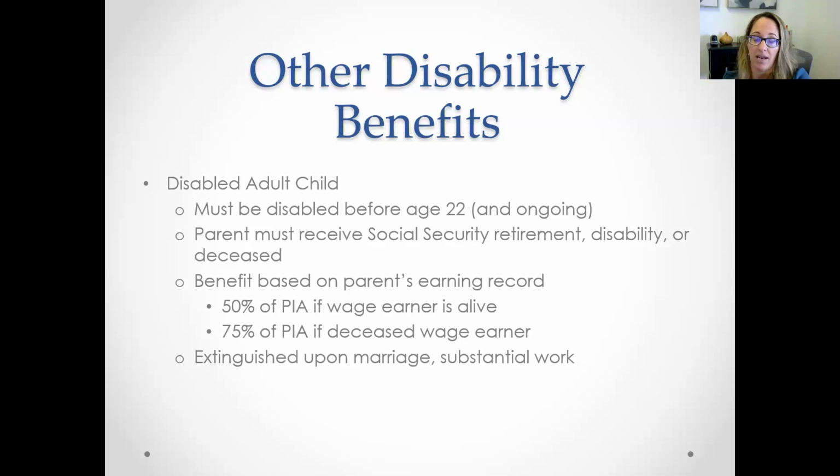One key caveat is that a disabled adult child must prove they're disabled before age 22 and ongoing forever to keep entitlement. There's some things that could kick them off of it, like getting married, unless the person they're marrying is also a disabled adult child, or if they do work and it ends up being substantial work, therefore proving they're not actually disabled ongoing. Again, it has to be a continuous period of disability from pre-age 22 forward. So that's what a disabled adult child benefit is.